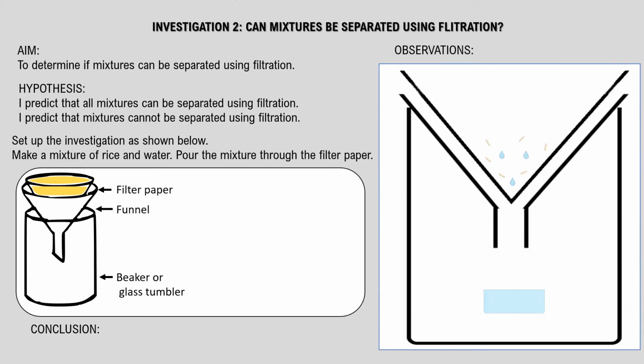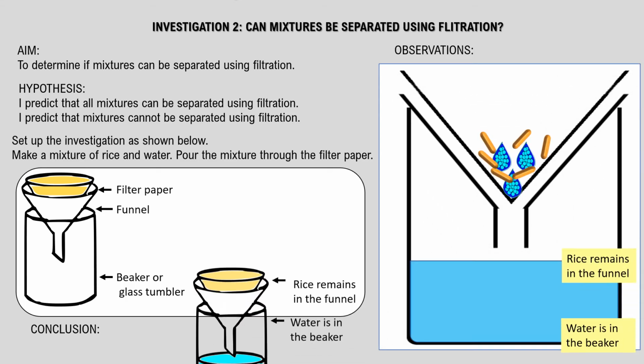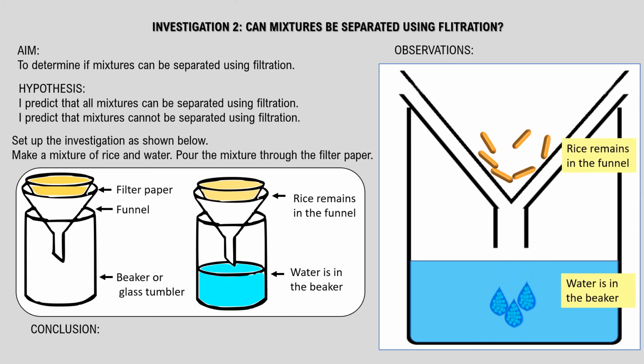What do you observe? The water flows through the filter into the beaker. The rice remains in the filter. Do you think that the mixture has been separated? We may conclude from this investigation that mixtures can be separated using filtration.